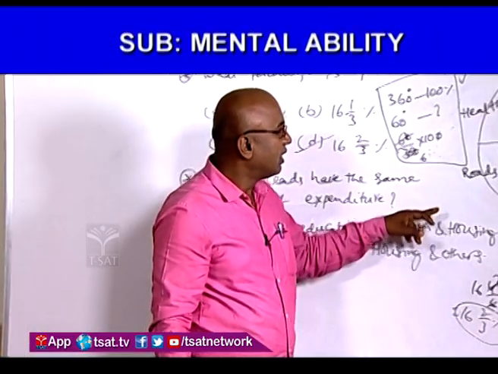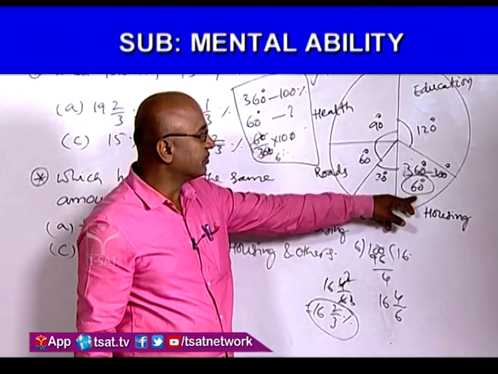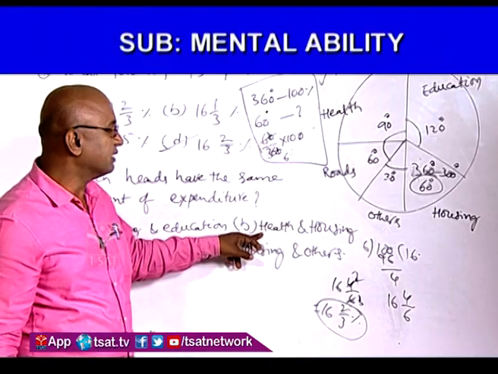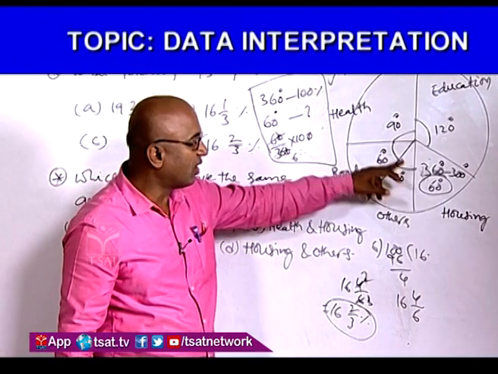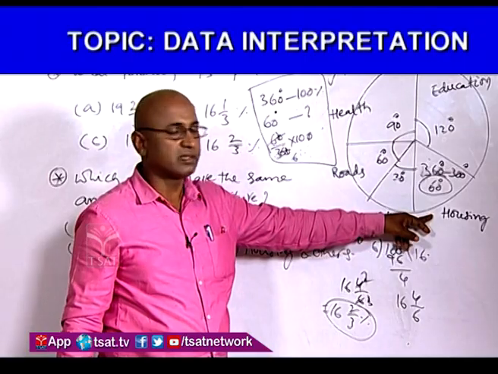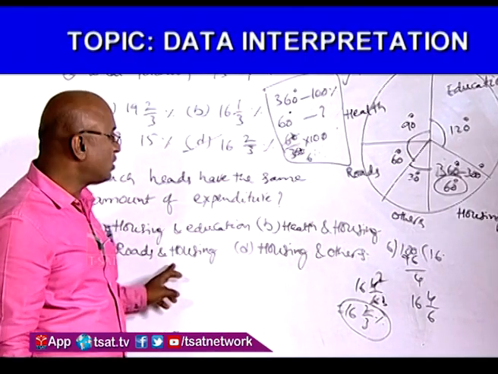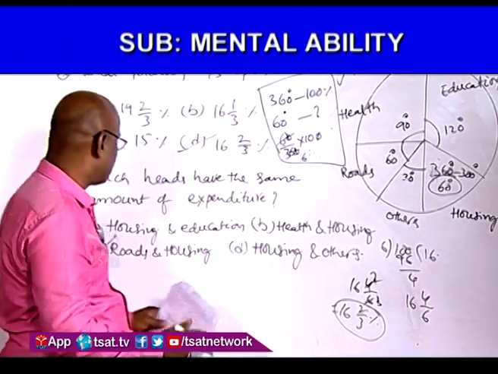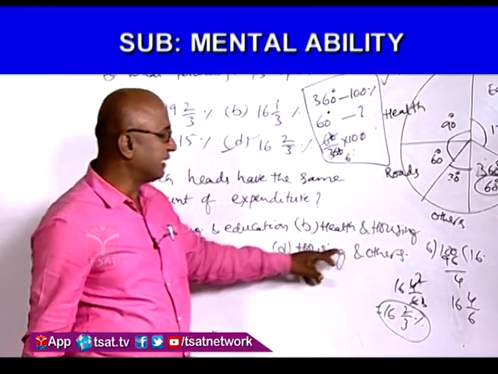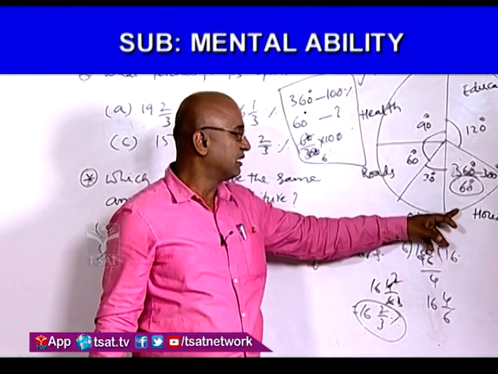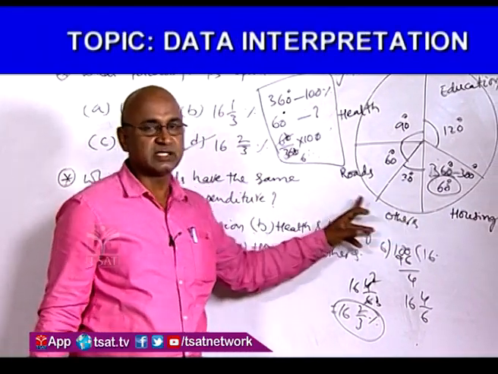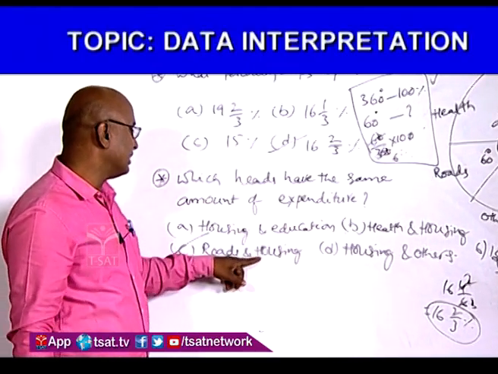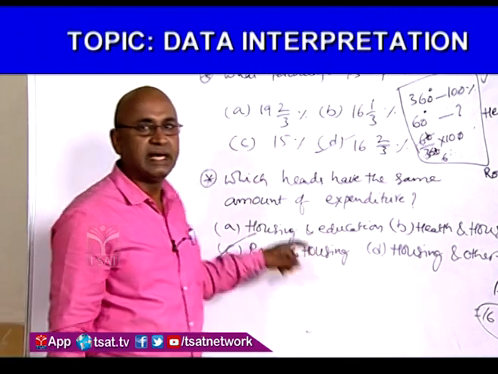Housing and education: housing is 60 degrees, education 120 degrees, so that is not the answer. Health and housing: health is 90 degrees and housing is 60 degrees. That is also not the answer. Roads and housing: roads 60 degrees, housing also 60 degrees. So the answer is C. Housing and others: others 30, housing 60, that is 2:1 ratio, so it is also not the correct answer. So the option is roads and housing have the same amount of expenditure.